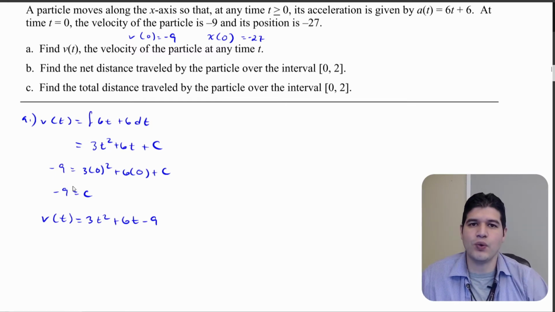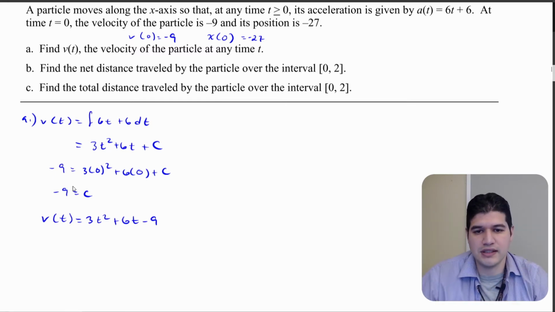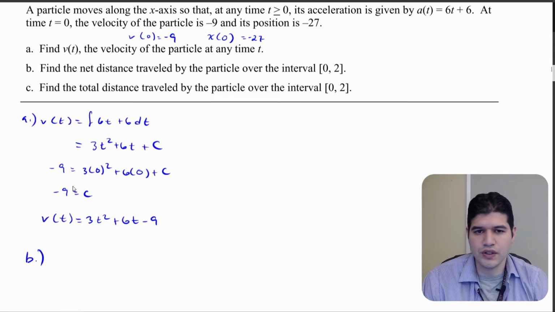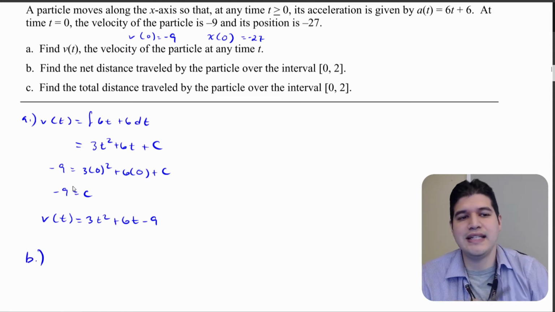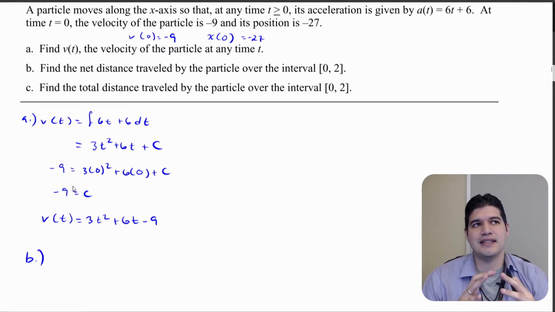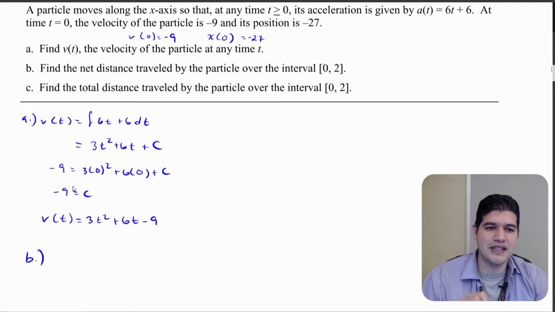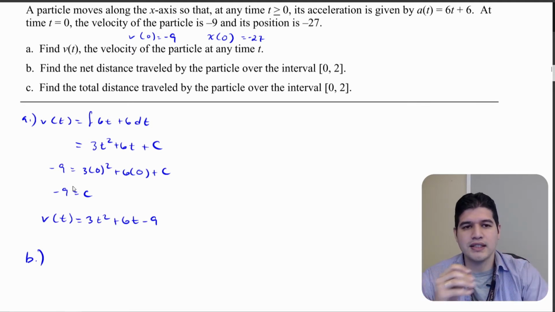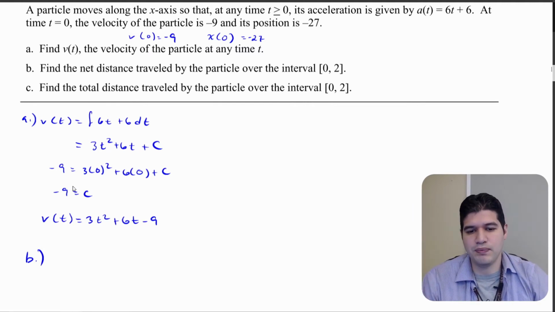But it's a free response question, so we do need to combine other stuff. And that's going to come out here in part B. So here in part B, we want to find, okay, what is the net distance? So remember, the net distance is basically where that position ends up in relation to the original. So it doesn't take into account the total about any left and right turns, it just takes into account the final and the beginning position.